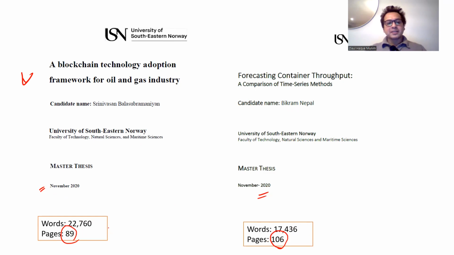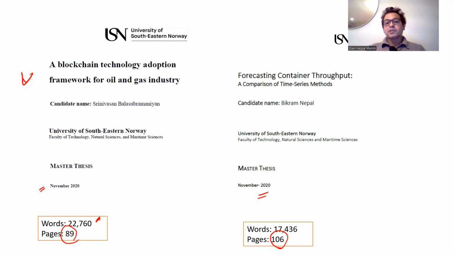So a few things to notice here is that although this one has more words, it has fewer pages compared to this one, right? Often, we use a lot of tables and figures, which might take a lot of space, and the word count might not go up.